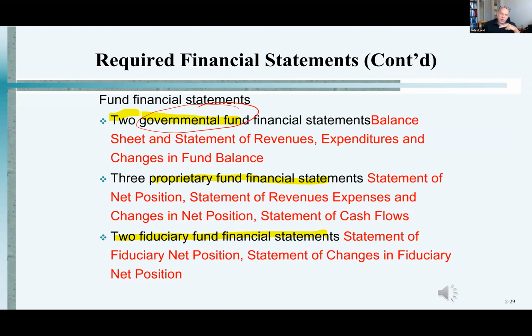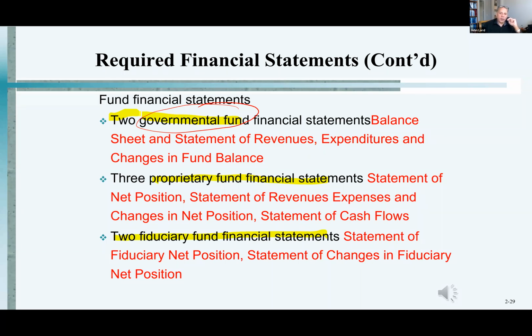My governmental fund has a balance sheet and a statement of revenues, expenditures, and changes in fund balance. That's like an income statement. So for the governmental funds: balance sheet, income statement. For my fiduciary funds, we have a statement of fiduciary net position, which is like the balance sheet, and a statement of changes in fiduciary net position, which is like the income statement. So almost all of the fund categories have a balance sheet and an income statement, although you don't call them by those names. I've given you the proper names for those in red.